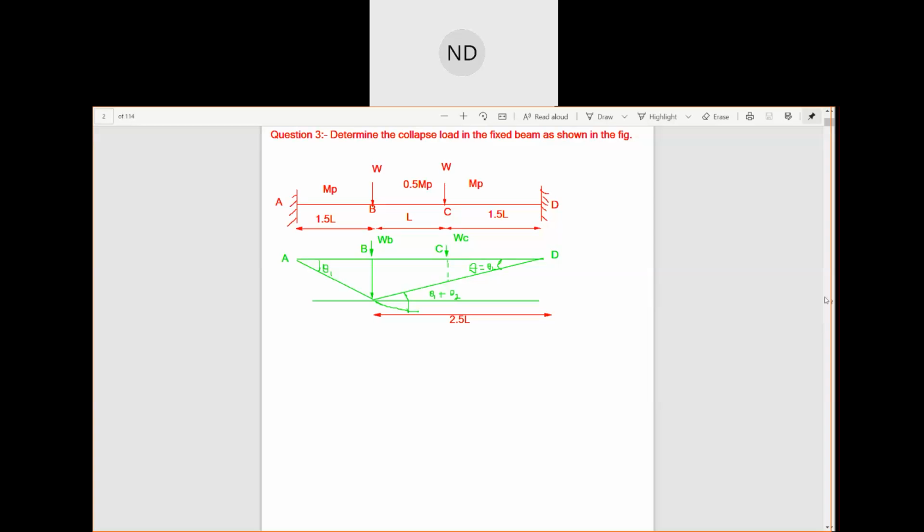Shall I complete this problem now with another link?